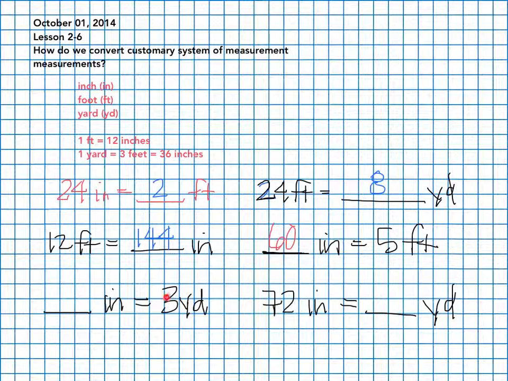Now, this one, we have 3 yards, and for every yard, we have 36 inches. So we need to know how many inches. We're going to take 3 times 36. When I take 3 times 36, what I get is 108 inches. Finally, we have 72 inches into yards. So we're going to take 72 divided by 36, and we're going to get 2 yards.